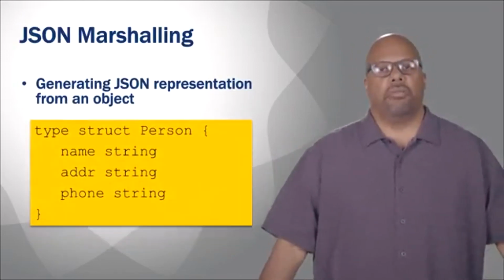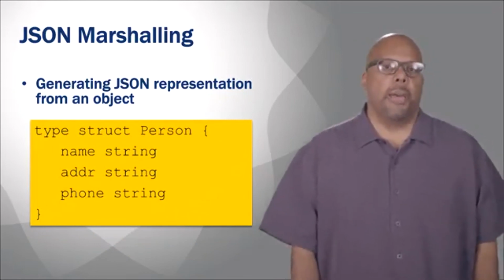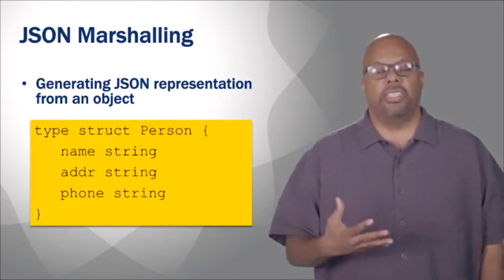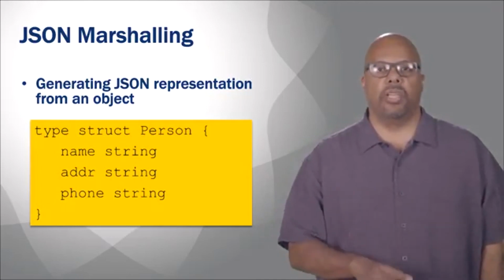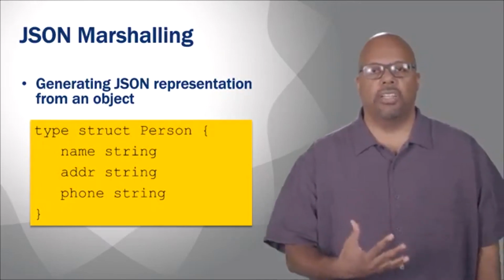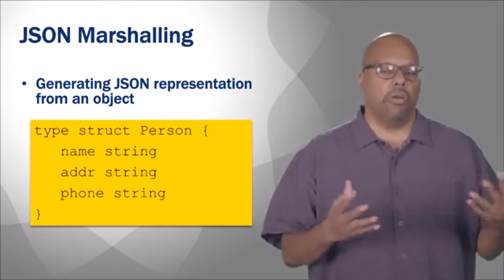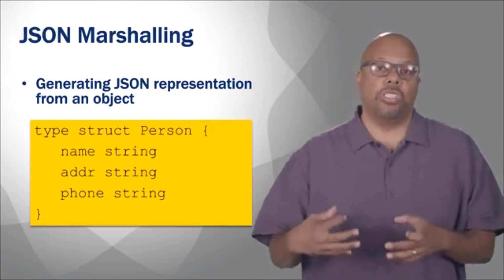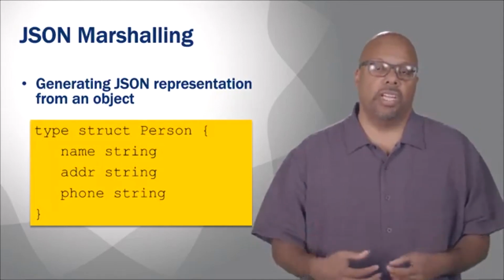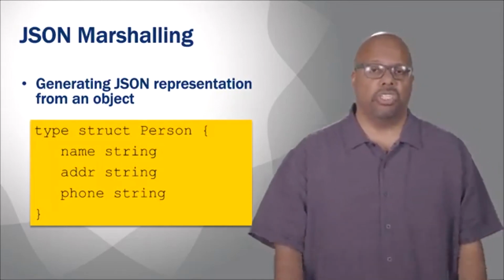So JSON marshalling. The term marshalling, in this case, in JSON marshalling, means you're generating a JSON representation from an object. In our case, a Go object, right? So we've got some object, arbitrarily complex in Go. We want to turn it into something that adheres to JSON format, right? So that's called marshalling, JSON marshalling.